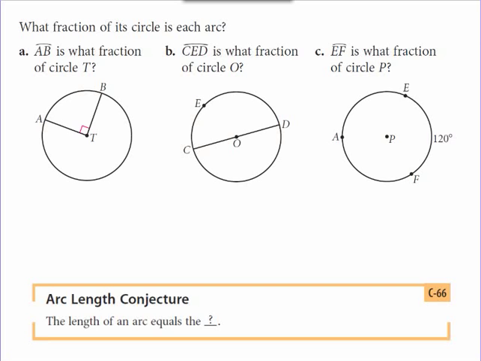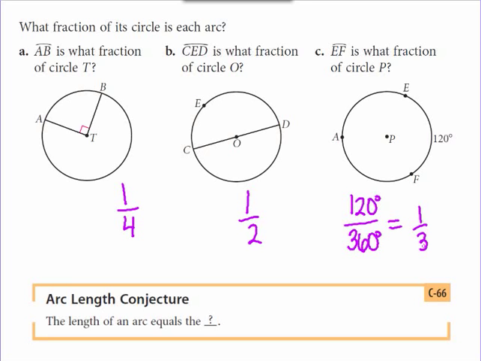So let's go ahead and look at some of our problems today. First one, what fraction of each circle is each arc? So AB is what fraction of circle T? 1/4, because it's like a fourth of a pizza. CED is what fraction of circle O? Half, because it's a semicircle. And then the next one, EF, is what fraction of circle P? 1/3. Now how you could get that is you could take 120 divided by 360, which reduces down to 1/3.